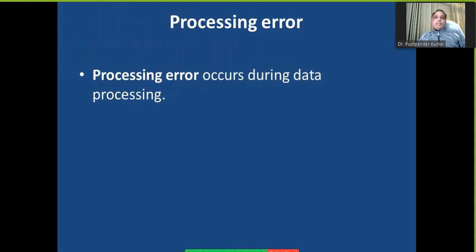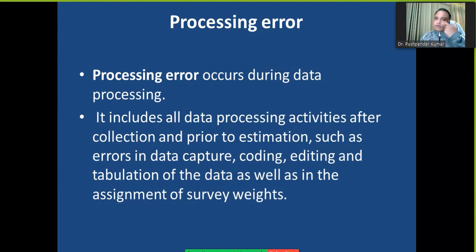Then after coverage, measurement and non-response error, we have processing error. Processing error occurs during data processing. It includes all data processing activities after collection and prior to estimation, such as error in data capture. So it is mostly about when you are coding, editing and tabulating data, as well as in the assignment of survey weights. So here basically we are talking about the way you have coded your questionnaire, right?